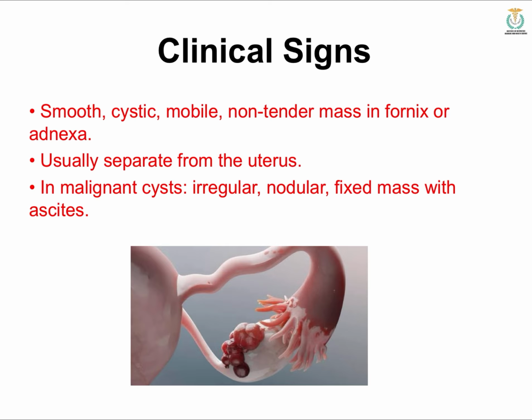That is why I am telling you that you should be able to differentiate everything, benign from malignant, physiological from pathological. That is the key tip for differentiating ovarian cysts. You should be very thorough about the clinical features and the types of ovarian cyst. In a malignant cyst you can see irregular, nodular, fixed masses with ascites, and other clinical signs are a smooth, cystic, sometimes mobile, non-tender mass in the fornix or adnexa, usually separate from the uterus. These are the clinical signs of ovarian cyst.